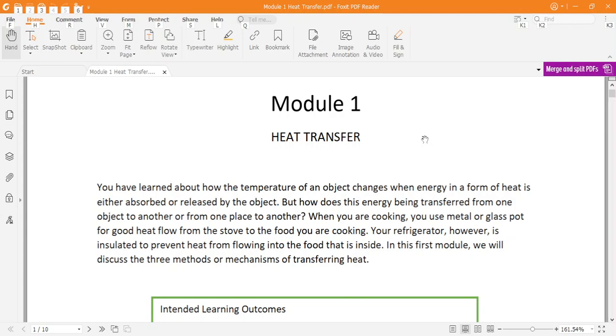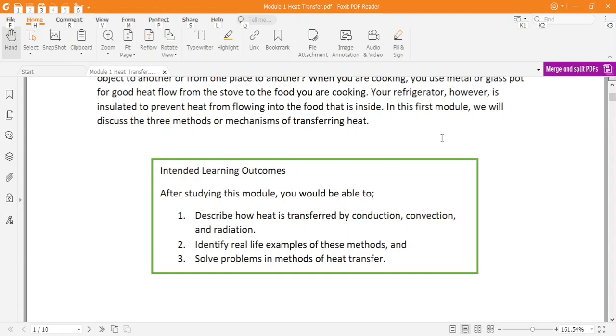We will review first topic, Module 1, Heat Transfer. So in this module, we have these intended learning outcomes, our ILOs. You must be able to describe how heat is transferred by conduction, convection, and radiation, and then identify real-life examples of these methods and solve problems on methods of heat transfer.